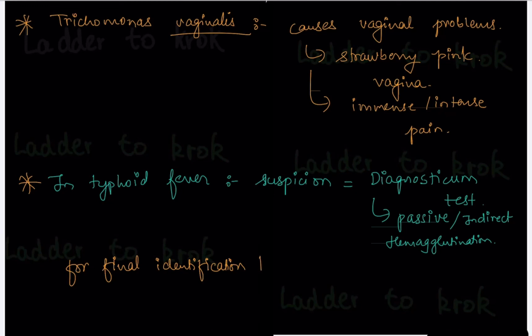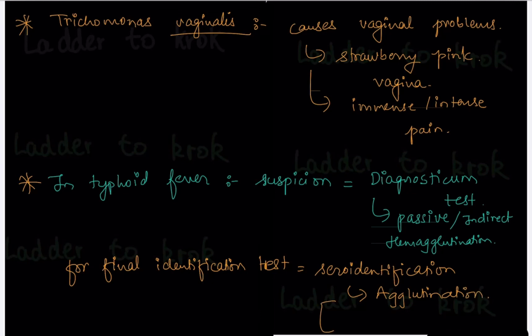Now for confirmation, for final identification, there is a different test. So for final identification test, we do sero identification, and to be specific, we basically carry out agglutination. Okay, and in this, what do we see? If it's an agglutination test, we will see antibodies.